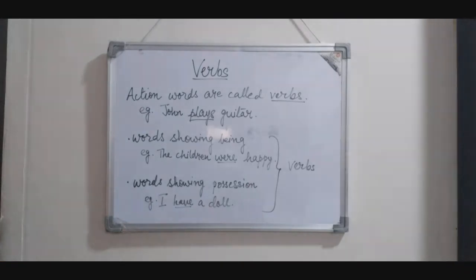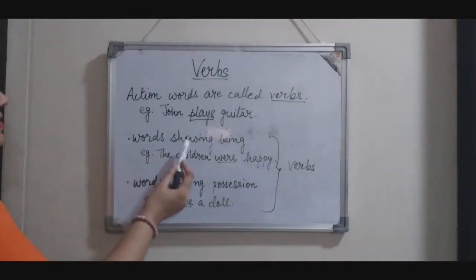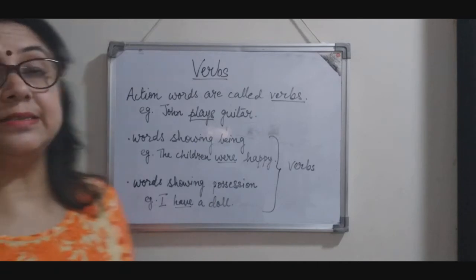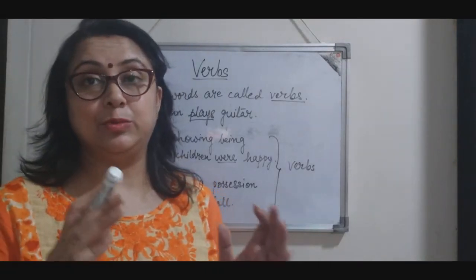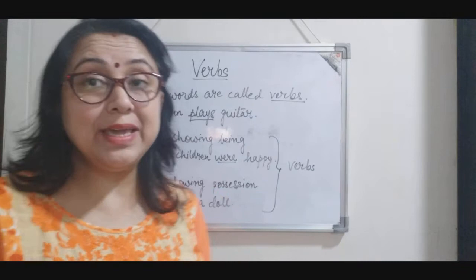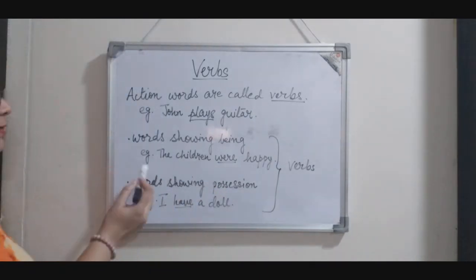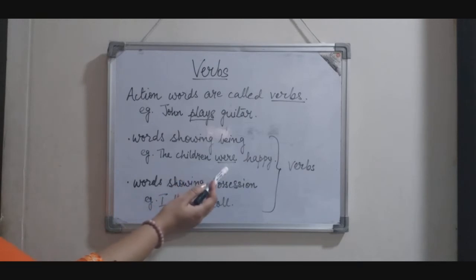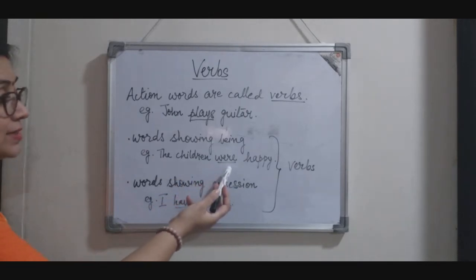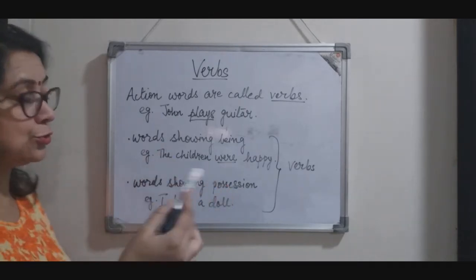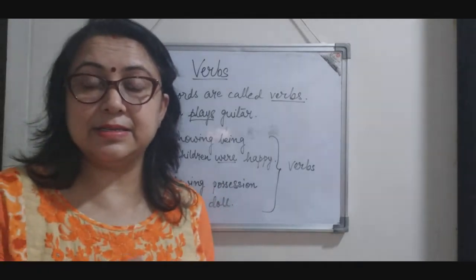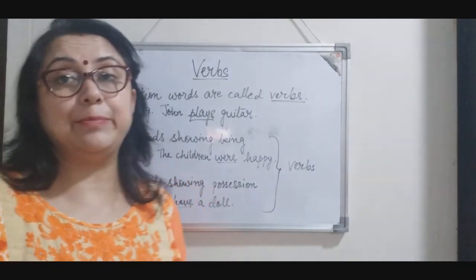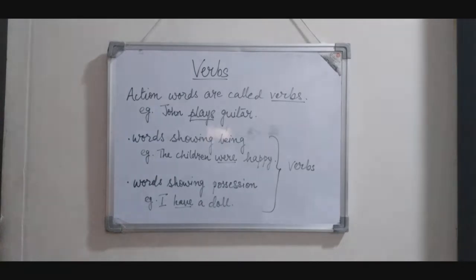Let's see them. First, words showing being. Let us understand this through an example. Words which show being. For example, the children were happy. So the word were shows being, isn't it? The children were happy, the state.